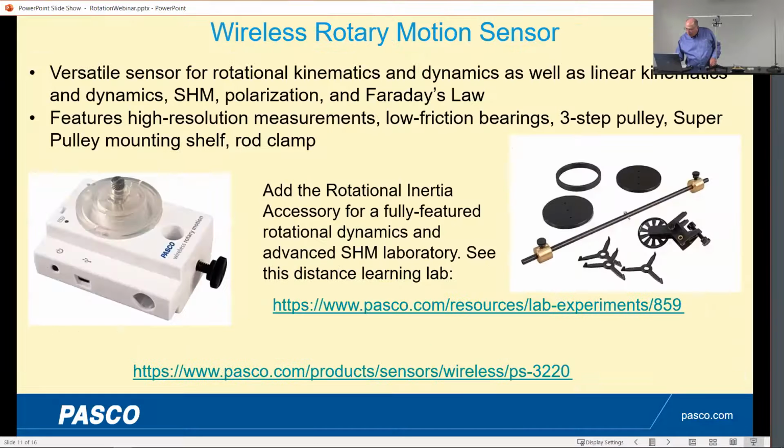So let's move on here. So this next one, still featuring the aluminum meter stick, but I'm not going to use the pivot. I am going to use the meter stick clamp. I'm going to use our wireless rotary motion sensor.